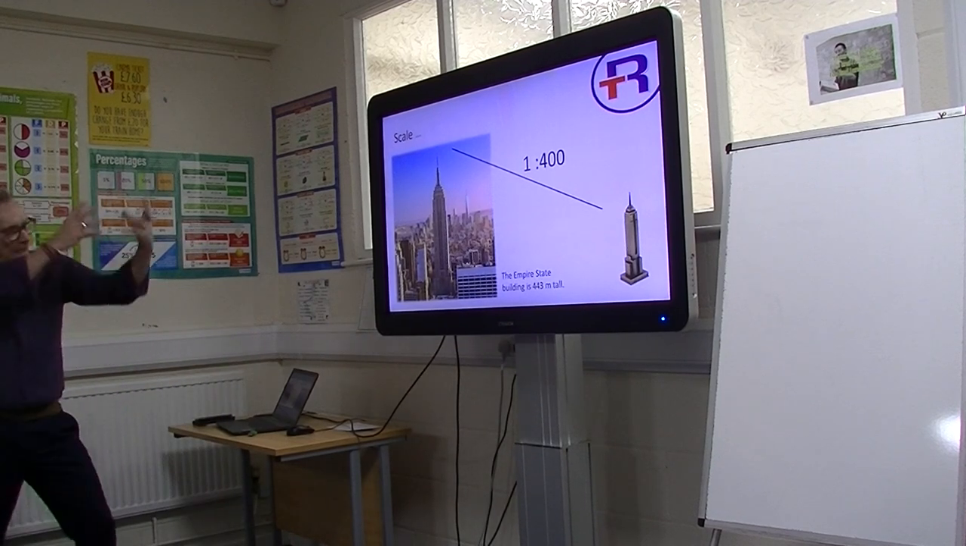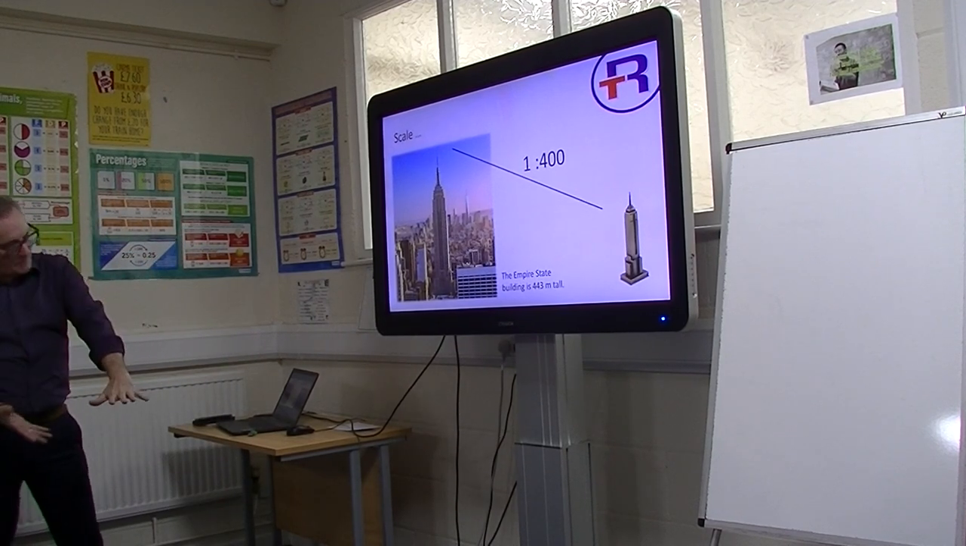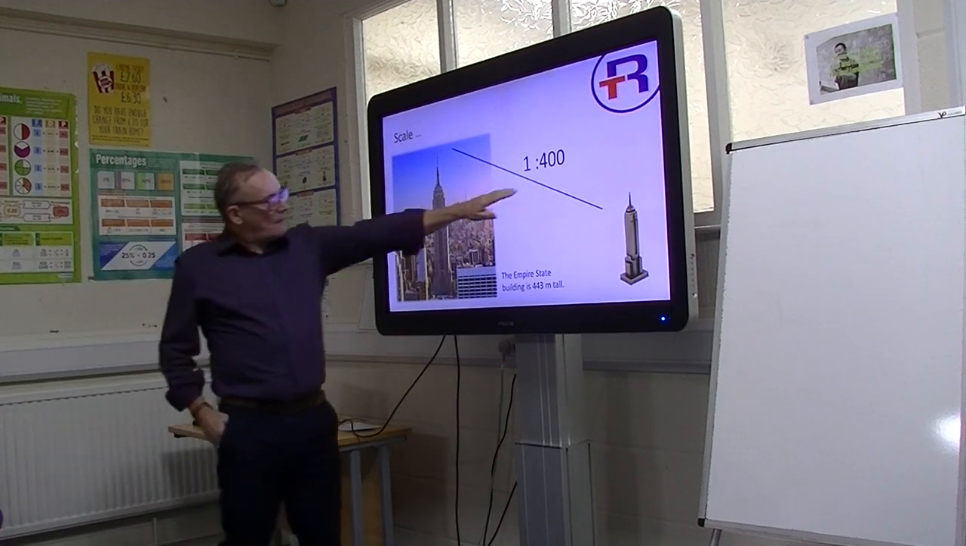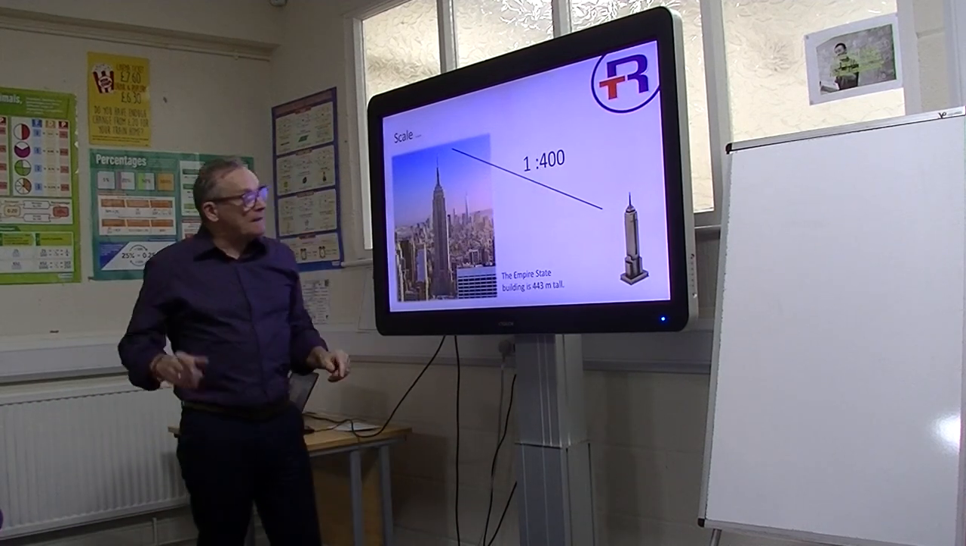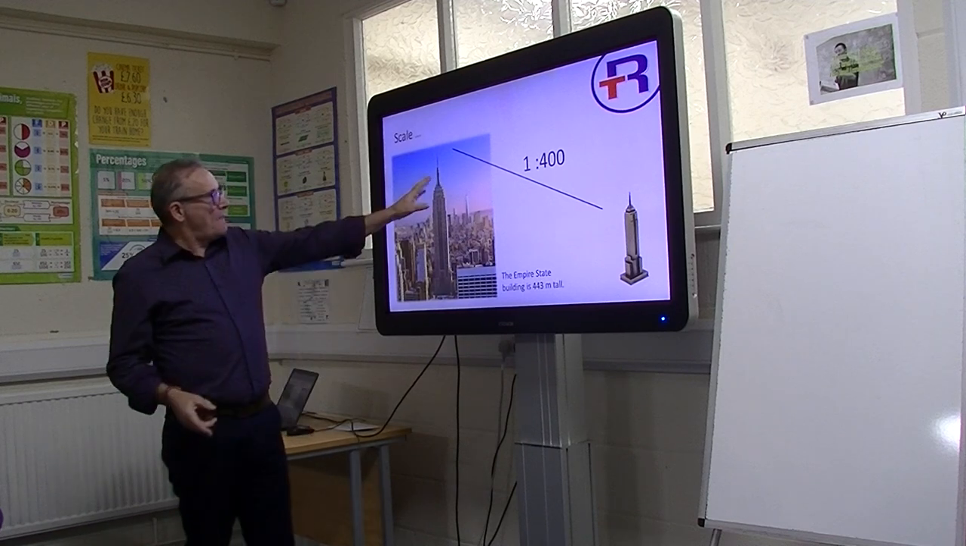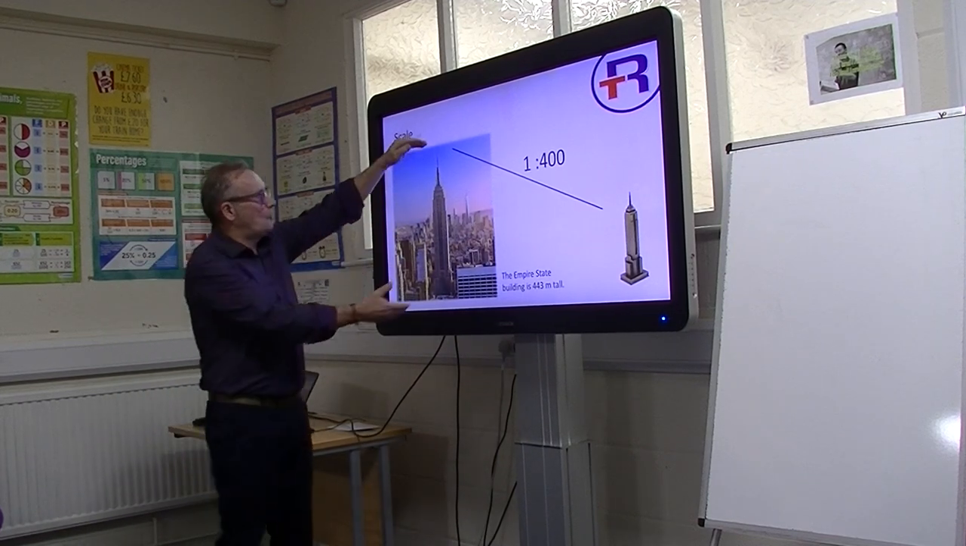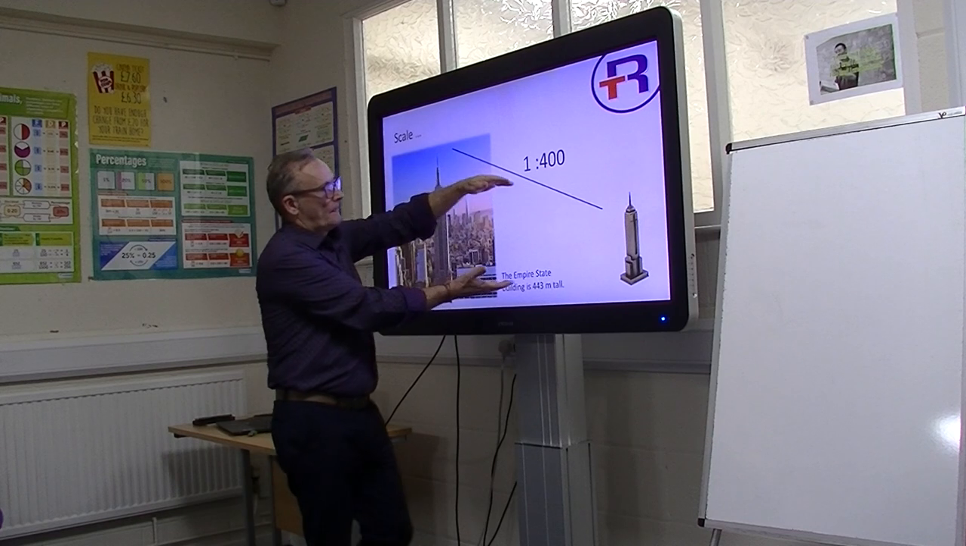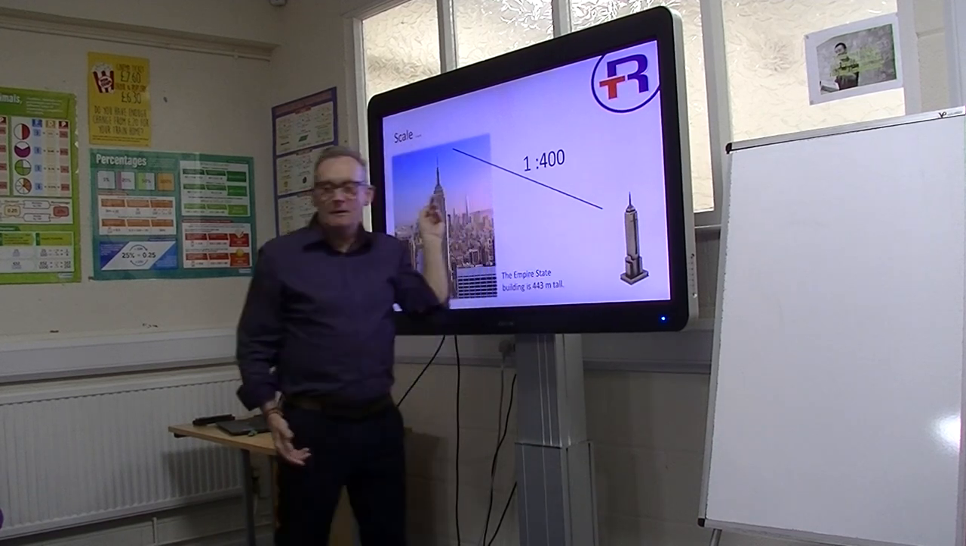Now, I couldn't build the real building because it's 443 metres tall, and I haven't got that room in the garden. So I thought, I'm going to scale it down. I need to make it a little bit smaller. So I'm going to use the scale of 1 to 400. And basically all that means is that my model is going to be 400 times smaller than the real thing.